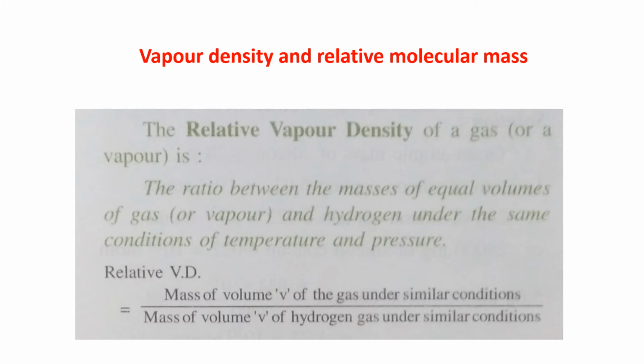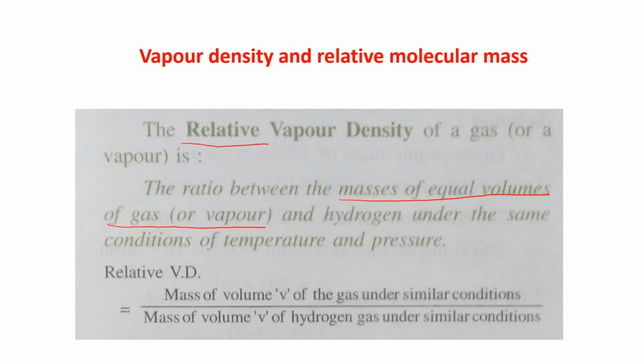Now what is relative vapor density? Again see, the relative term is coming. That means vapor density of a gas. Naturally, the gas is having a vapor density. Vapor of the gas that is having a density. So that vapor density again is compared with something. It is a relative term. So what is that? The ratio between the masses of equal volume of gas or vapor. Mass by volume is nothing but the density.